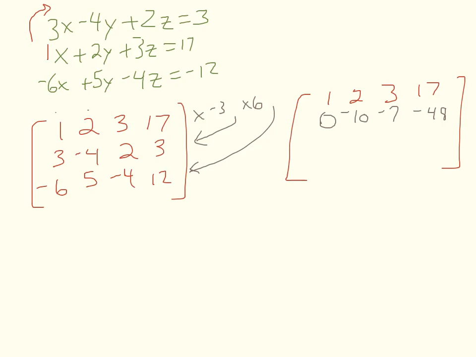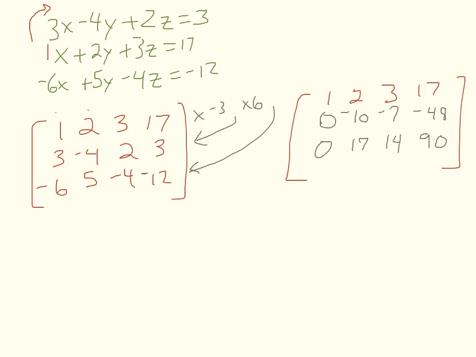Okay? And for the third one, 1 times 6 is 6, minus 6 is 0. 2 times 6 is 12, plus 5 is 17. 3 times 6 is 18, minus 5 is 14. And 17 times 6 I don't have memorized, but it is 102. And 102 plus 12 is 114. And you know what? I made the same mistake I did last time. This is not a positive 12, this is a negative 12. So 102 minus 12 is 90. Okay?